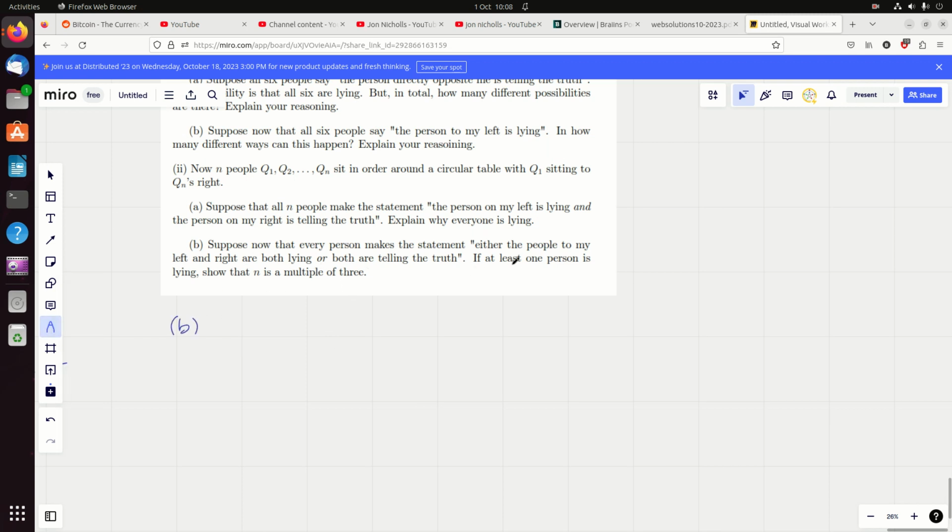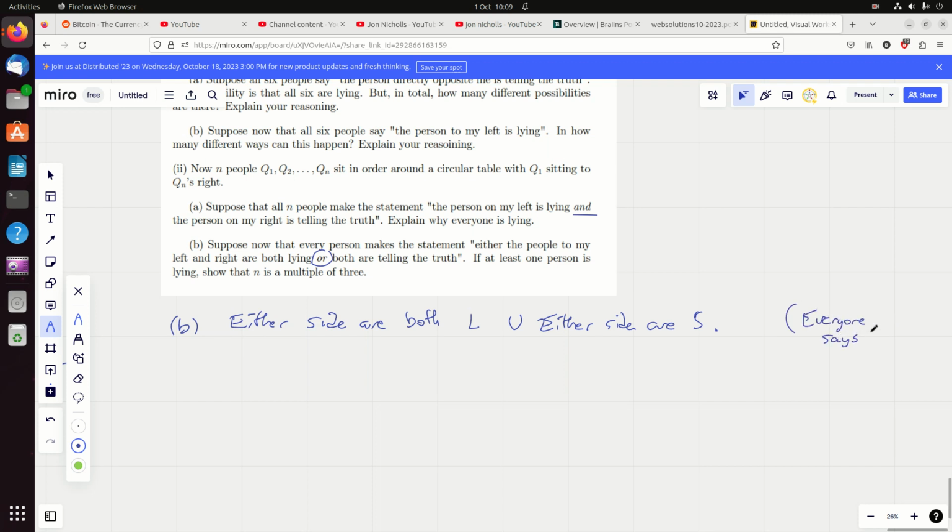They say everybody makes a statement like, either the persons to the left and right are both lying, or, so this is different from and. They always test the difference between and and or. Make sure you understand it. So everybody's saying that left and right, either side, are both liars, or, and I'm going to use Boolean algebra, either side are truth tellers, are saints. That's what we're told. Everybody says this. Okay, that's interesting.